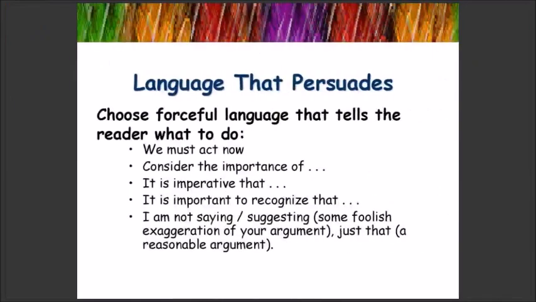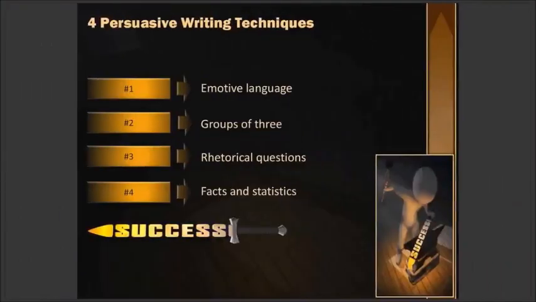So moving on to language that persuades. Now, this is really important. Again, we will be looking at this in more detail next term. So just briefly, it's really important that you choose forceful language that tells the reader what to do. Okay, forceful language. I'm going to give you a few examples. We must act now. Consider the importance of. It is imperative that we get rid of plastic bags, or we don't get rid of plastic bags, depending on how you're thinking. So when you are writing persuasively, it's important to have certain writing techniques.